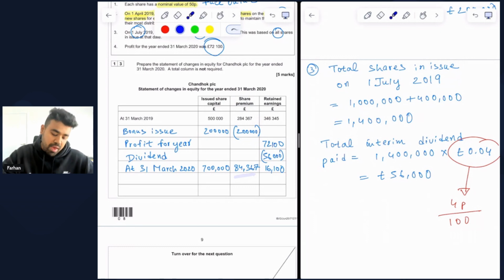The last column has to do with retained earnings. So we have the opening balance again, which is 346,345. During the year, we had some profit of 72,100 pounds, and then we had paid out dividends of 56,000 pounds, which gives us a total ending balance of 16,100 pounds for retained earnings.